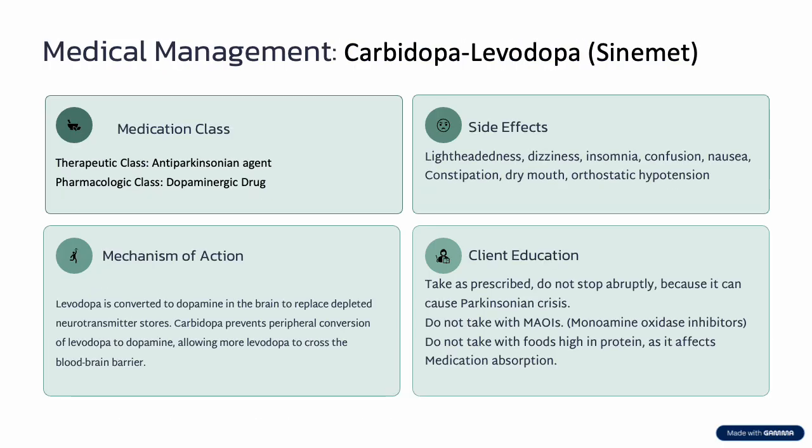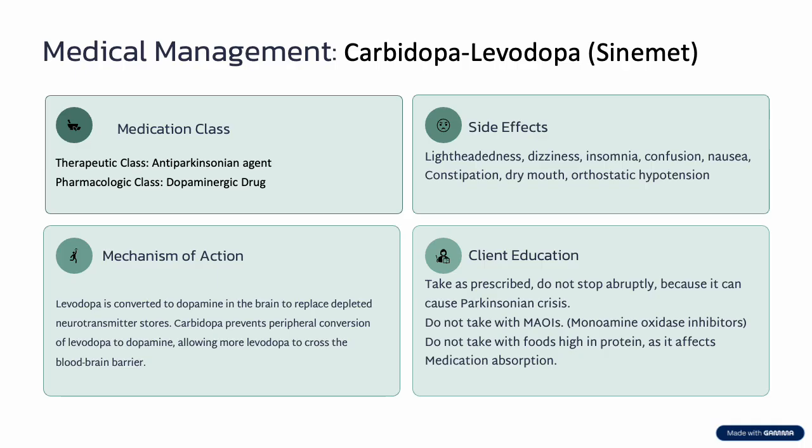Medical management, we are going to look at carbidopa-levodopa. It is a classic anti-Parkinson agent. The pharmacological class, however, is dopaminergic drug. The mechanism of action: levodopa is converted to dopamine in the brain and then replaces the depleted neurotransmitter stores. Carbidopa prevents the peripheral conversion of levodopa to dopamine. So basically, it allows more levodopa to cross the blood-brain barrier. That combination is so that the carbidopa can help the uptake of levodopa across the blood-brain barrier.